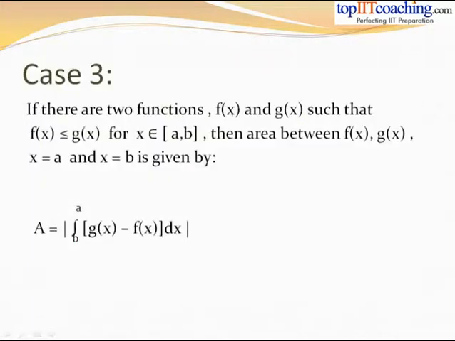The case number 3 is if there are two functions f(x) and g(x) such that f(x) is less than or equal to g(x) for x in the interval a to b. The area between these two curves and the lines x equal to a and x equal to b is given by A equal to modulus of integral of g(x) minus f(x) from b to a or from a to b.